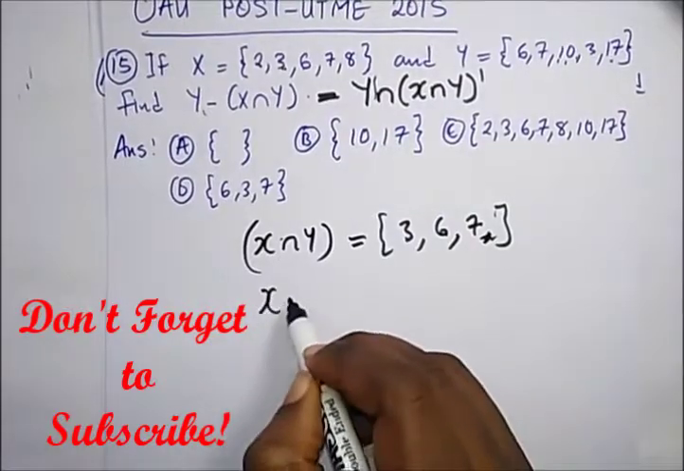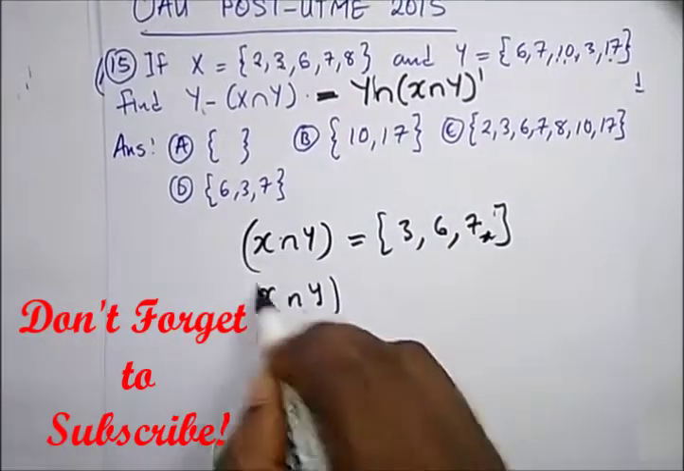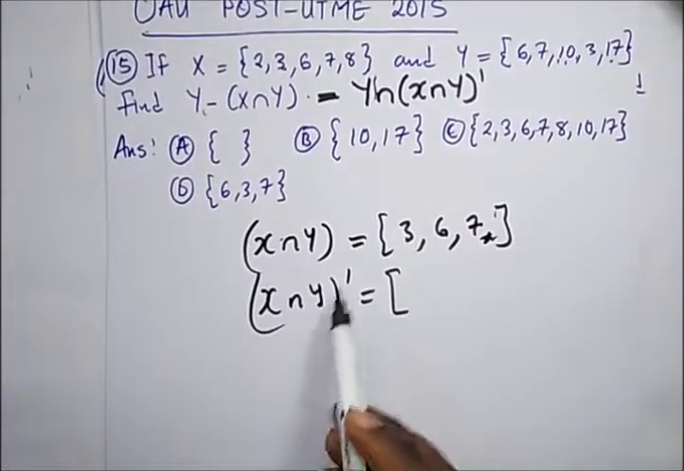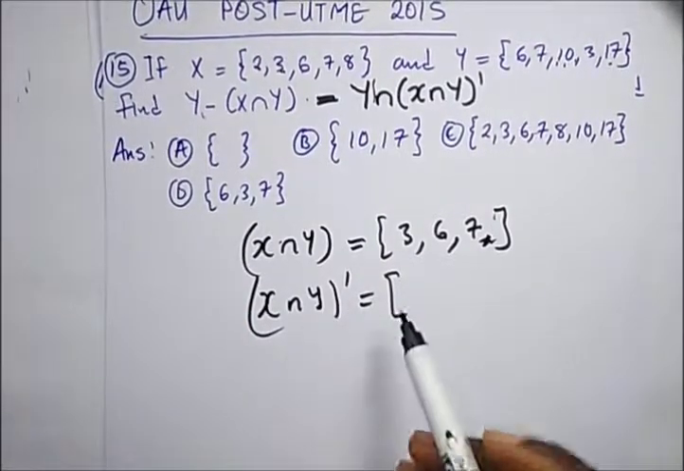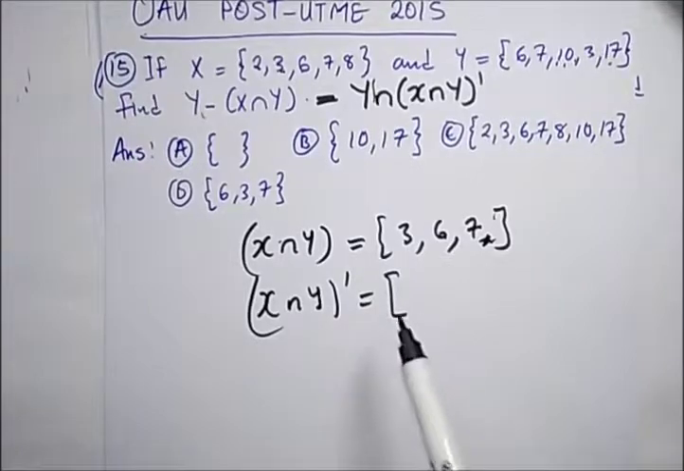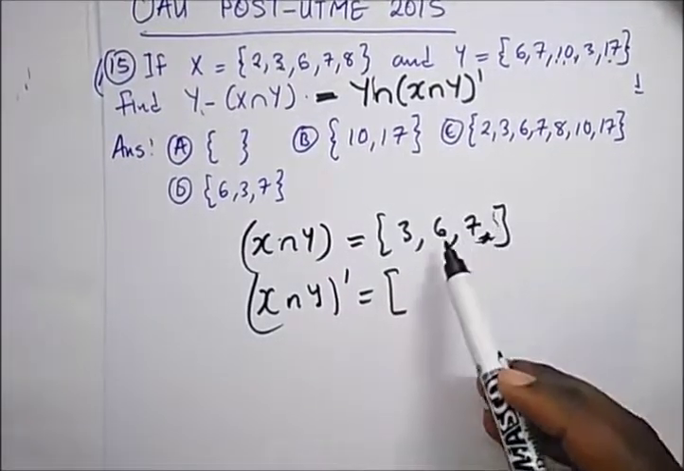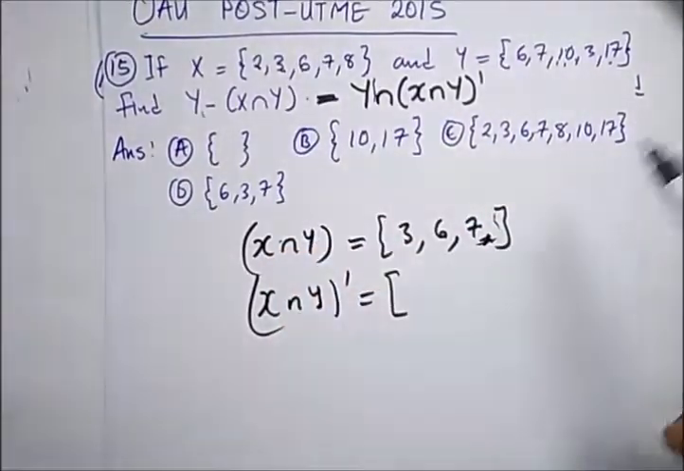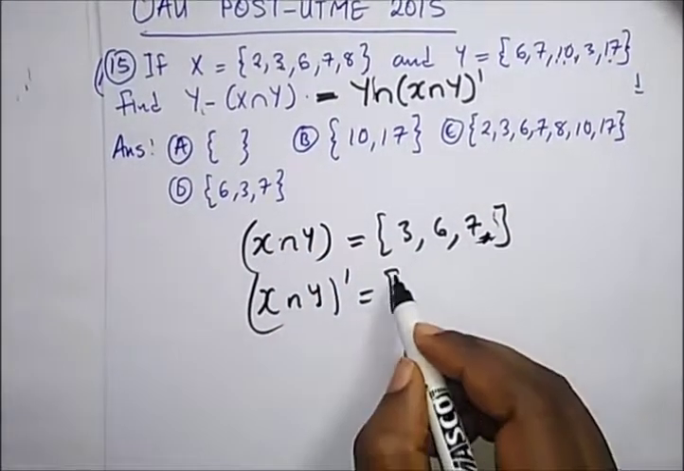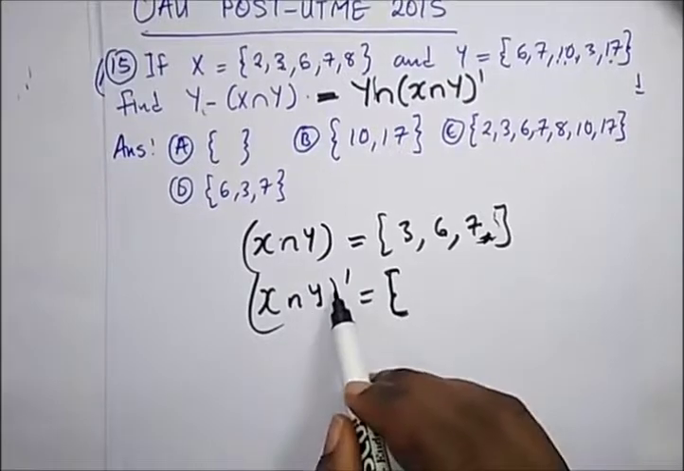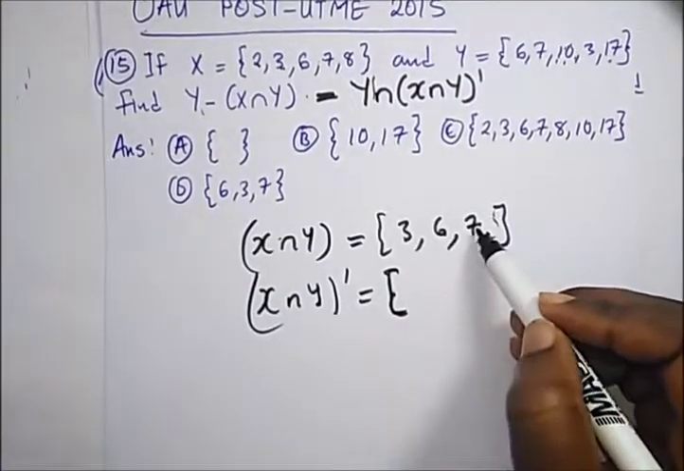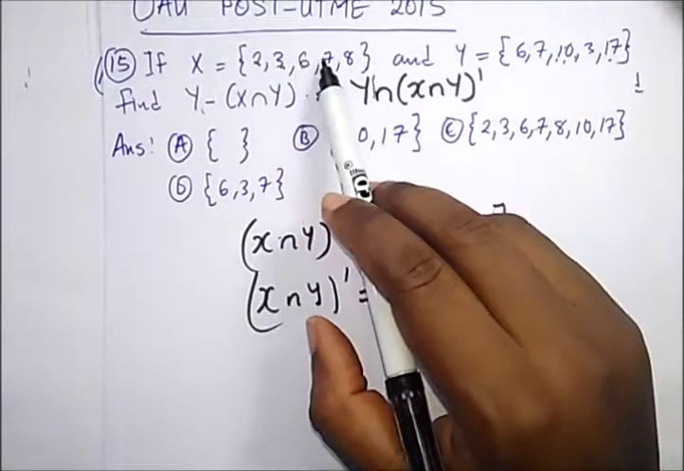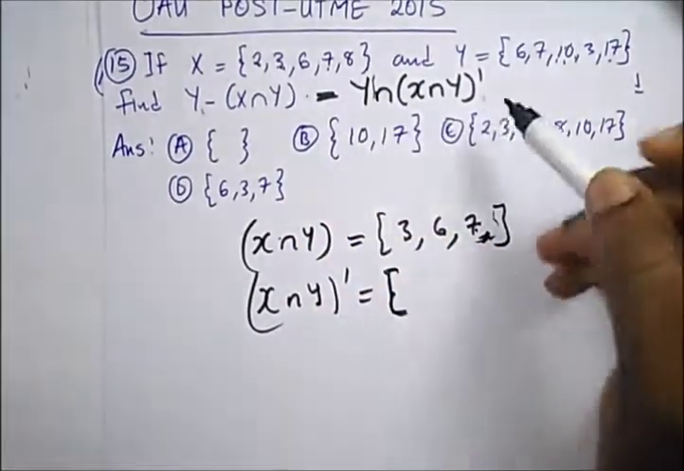So we are going to look for x intersection y prime. Okay, so x intersection y prime is just saying what are the values of this that are not in that. How will I explain? Let me do this, let's do this together. So this means now we have 3, 6, 7. We are going to subtract anywhere we see 3, 6, 7. We won't add it.